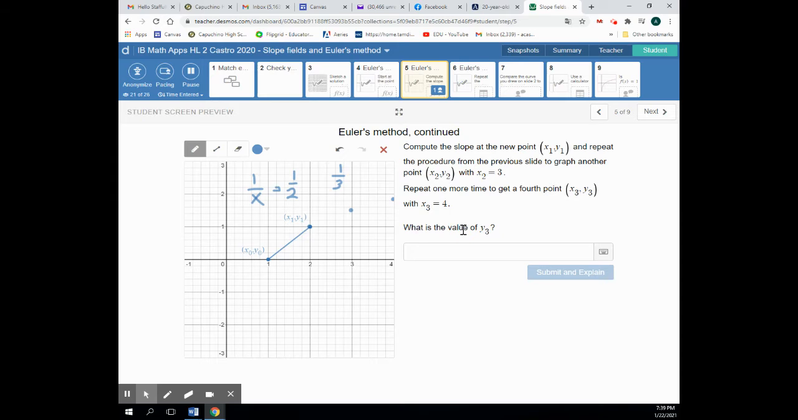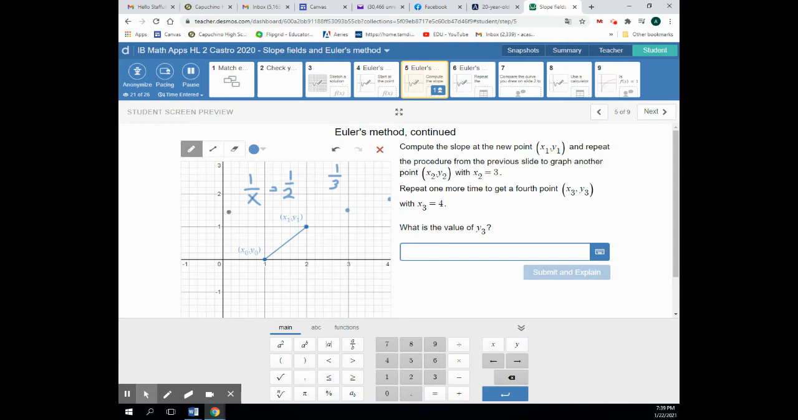Now it asks me for the precise value. What would that value be? Okay, so I'm at 1.5.